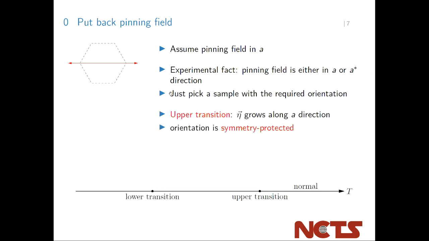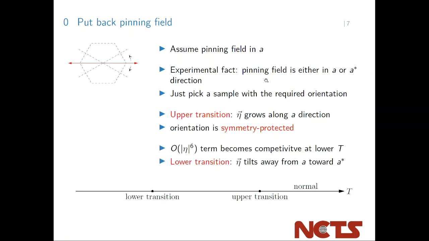With a pinning field in place, when the sample first turns superconducting across this so-called upper transition, the order parameter grows and aligns itself with the pinning field in the A direction. As the temperature is lowered, the order parameter grows in magnitude, but the orientation is locked along the A direction because this is still a high symmetry direction. It is symmetry protected, until the order parameter is large enough that the 6th order term in the free energy expansion becomes competitive with the pinning field effect. Remember, the 6th order term wants the order parameter to align with the A star direction instead.